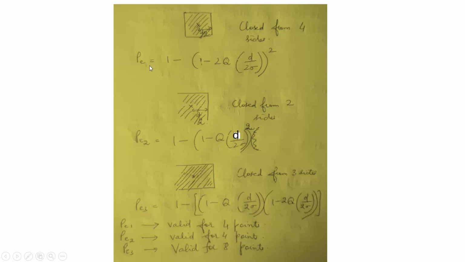So there are three types of probability of errors: PE1, PE2, and PE3. PE1 is valid for 4 points, PE2 is valid for 4 points, and PE3 is valid for 8 points. Since the total number of points is 16, the weight associated with PE1 will be 4 by 16, with PE3 it is 8 by 16, and with PE2 it is 4 by 16. So the overall average probability of error is 4 by 16 PE1 plus 8 by 16 PE3 plus 4 by 16 PE2.